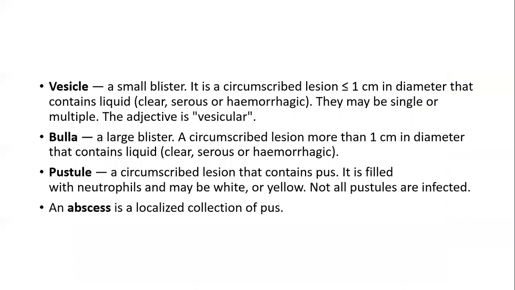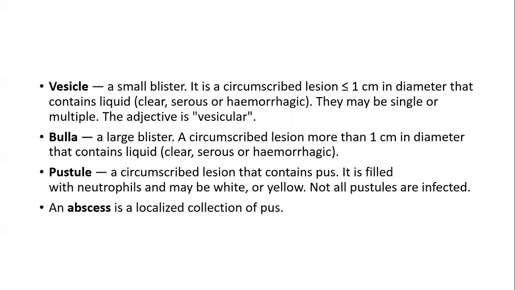Then another type of skin lesions are those which contain fluid. The small fluid-filled lesion is called a vesicle, usually less than 1 centimeter in diameter. It can contain clear fluid or serous fluid or hemorrhagic fluid, can be single or can be multiple. And bulla is a lesion again containing fluid, but it should be larger than 1 centimeter. Again, it can contain clear, serous, or hemorrhagic fluid.